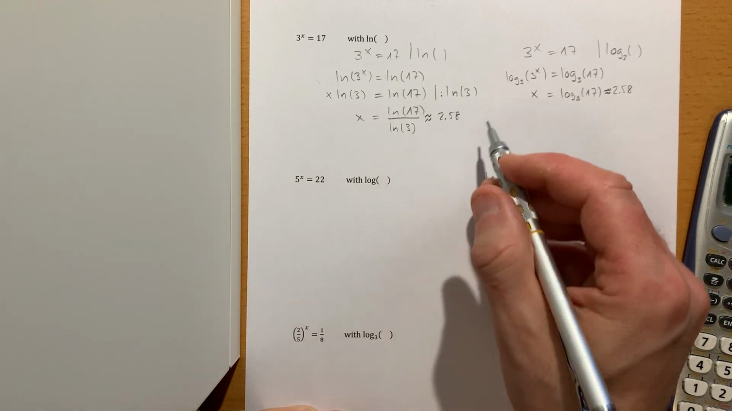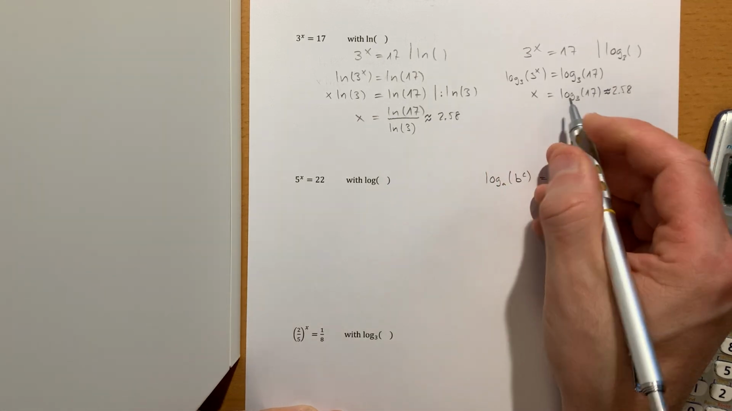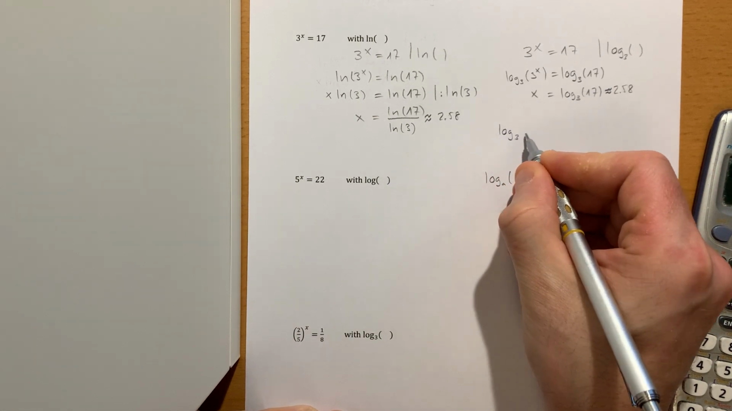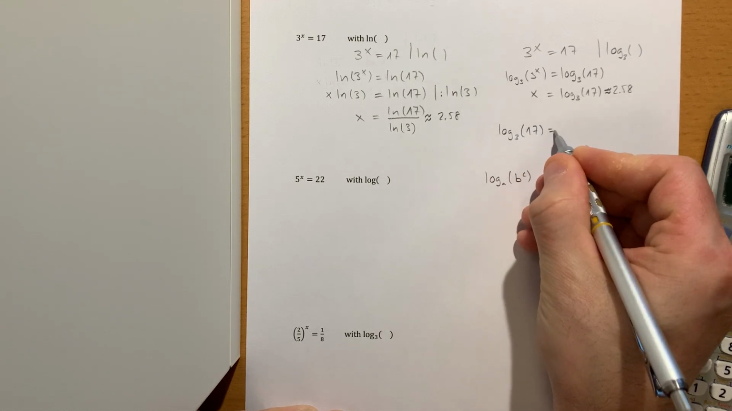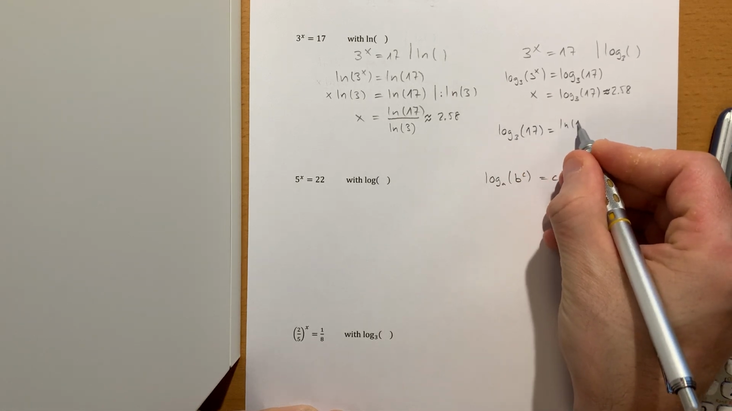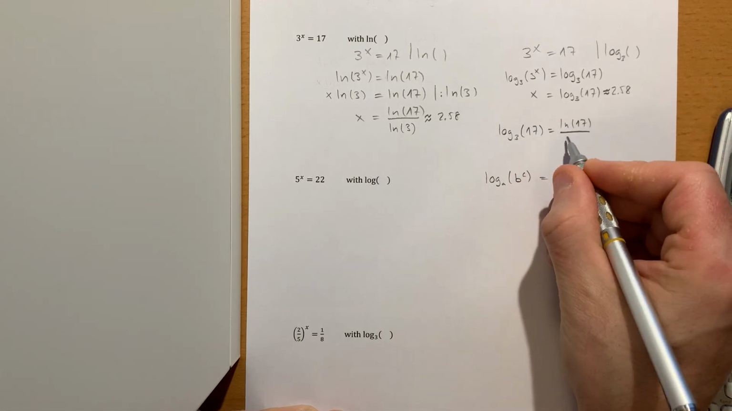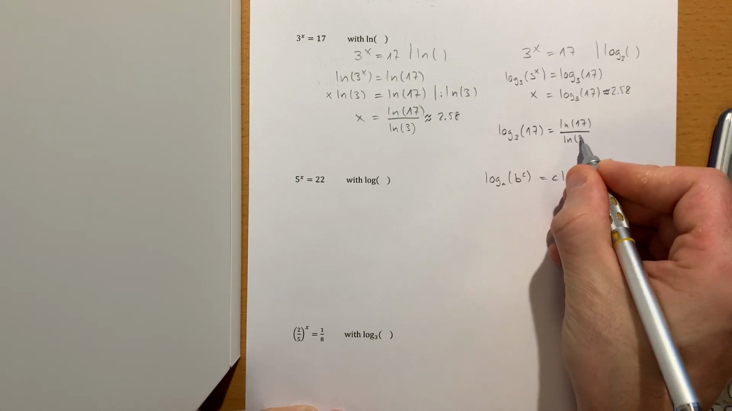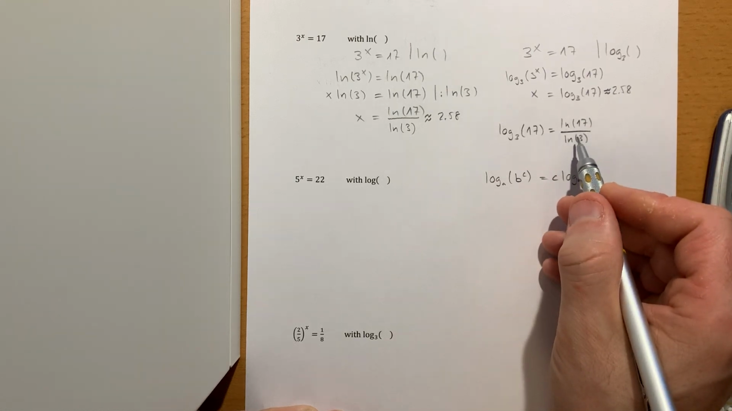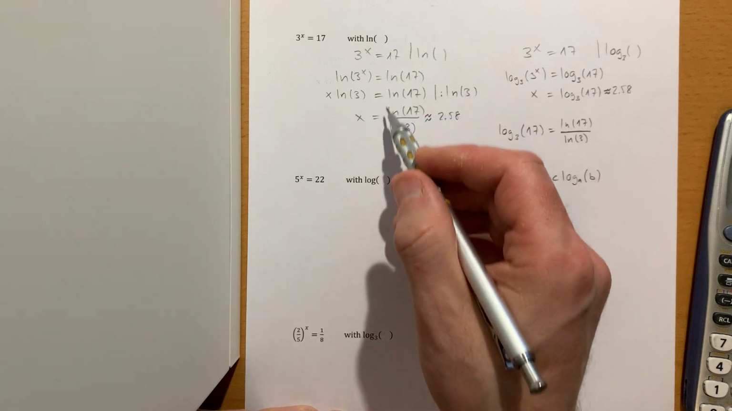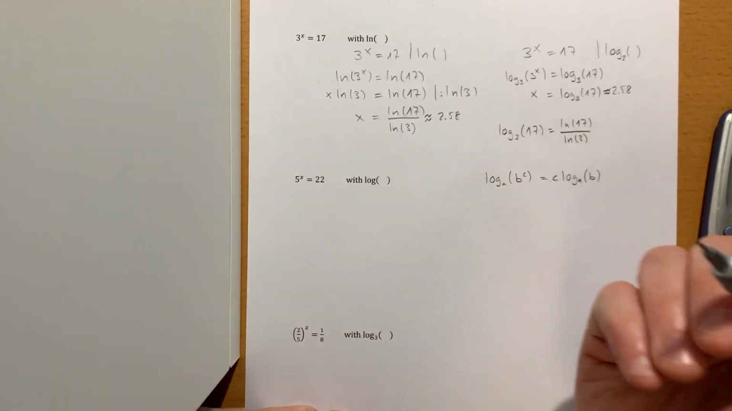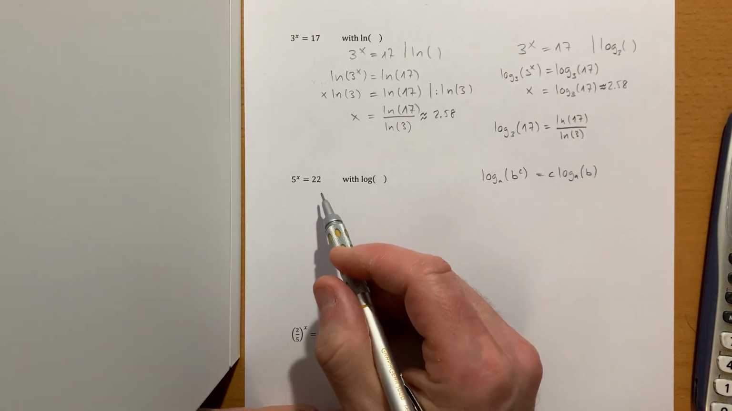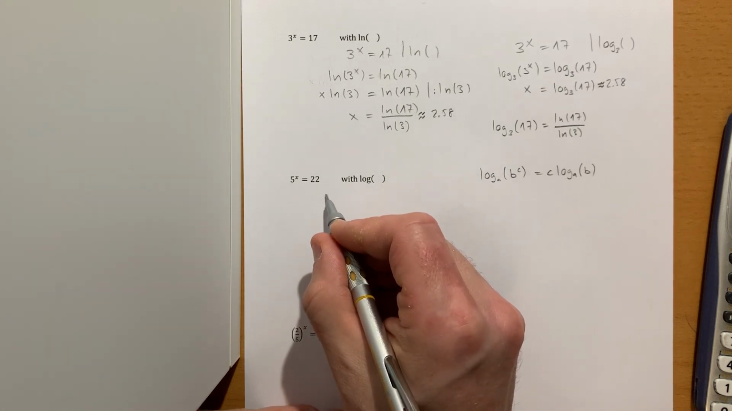Well, you see, apparently log to the base of 3 of 17 is the same thing as ln 17 over ln 3. That's the change of base rule. But well, you don't even have to know that here. You just do it. Here, next question.